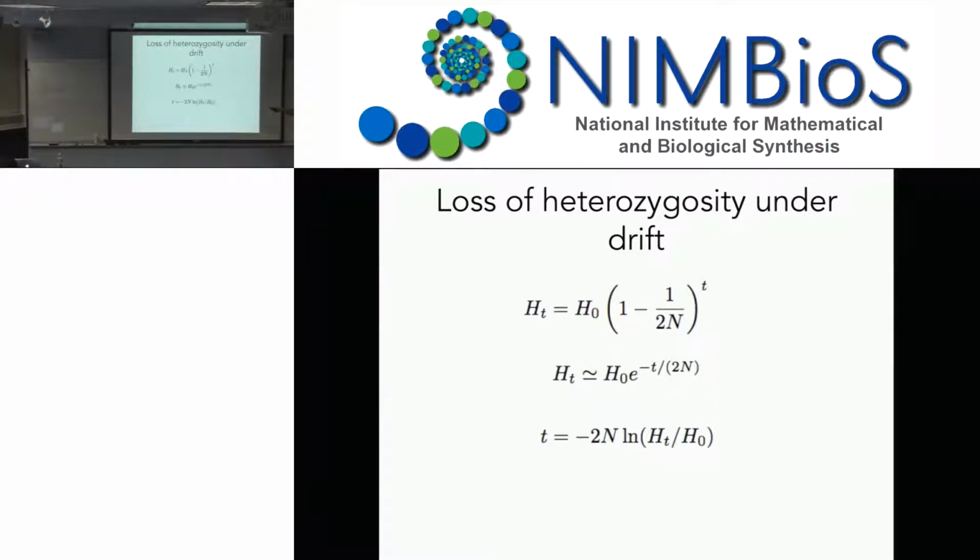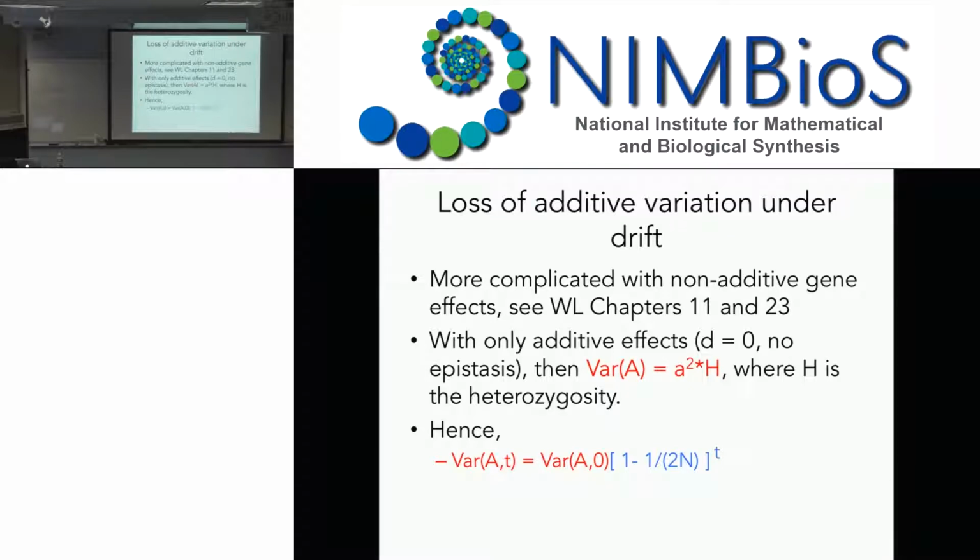That's the heterozygosity at time t. It depends upon initial heterozygosity, and this thing here, if you think about what this is, as you make t larger and larger, this thing goes to 0, so heterozygosity goes to 0. So if you have drift, over time, heterozygosity goes to 0, and the rate at which it occurs depends upon the population size. That'll be important.